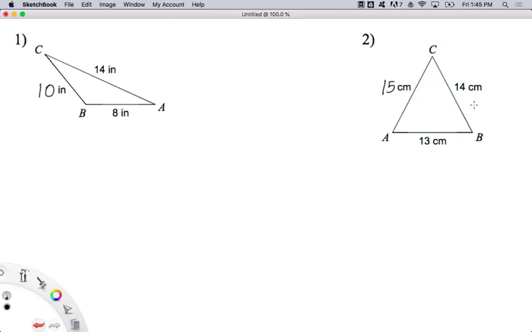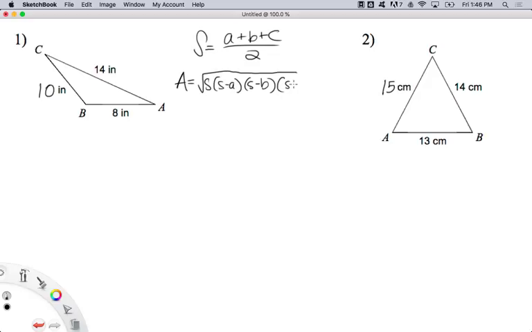Now, notice I don't have 2 sides and an angle between them. I have all 3 sides. I'm asked to solve for the area. How do I do that? Well, I use the fourth formula, which is this. The semi-perimeter S equals A plus B plus C over 2. You add up all the sides and divide by 2. And then the area equals the square root of S times S minus A times S minus B times S minus C. Okay? Simple as that.